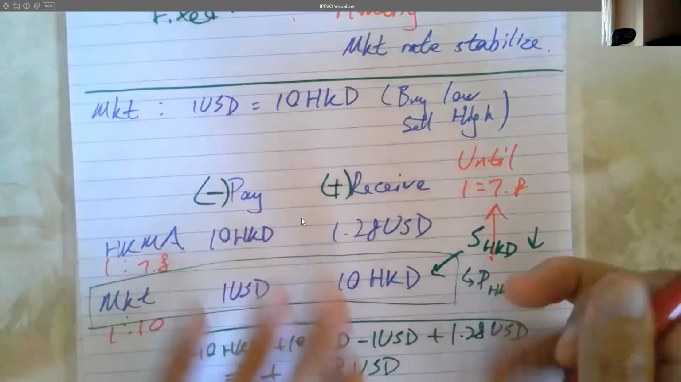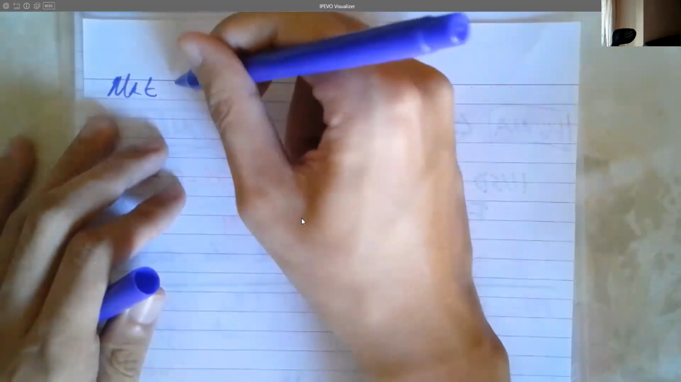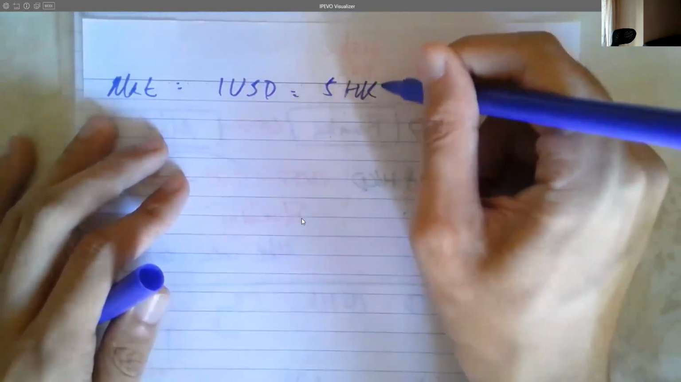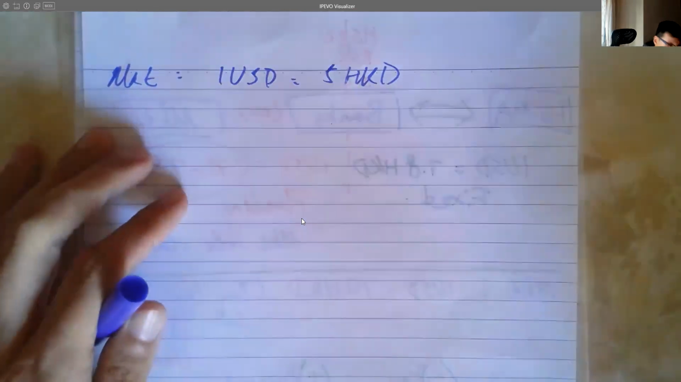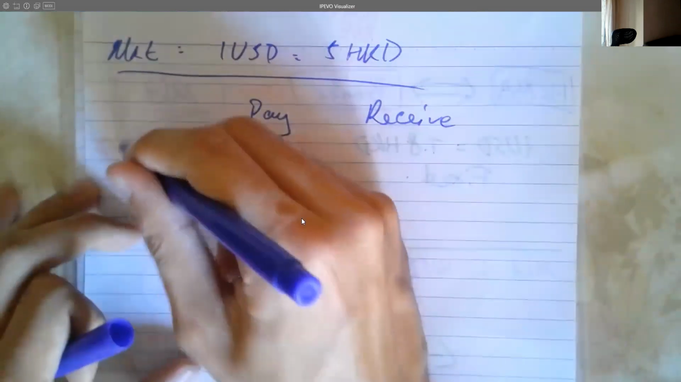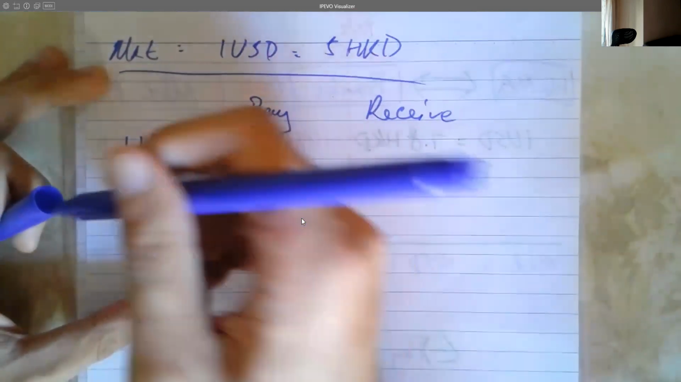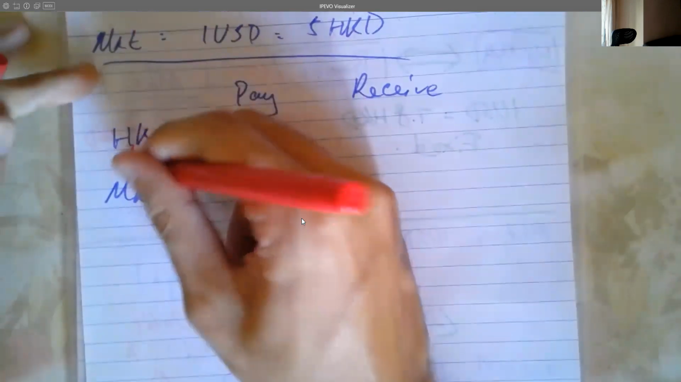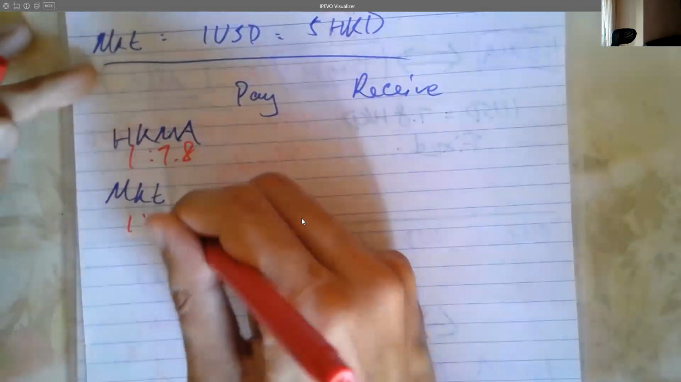What if it is the other way round? Let's try another case here. Now, what happens when the market rate is 1 USD to, let's say, 5 Hong Kong dollar? Let's see what happens. Again, we pay something, we receive something. We have the HKMA side, and we have the market side. Remember, HKMA 1 to 7.8, market 1 to 5.